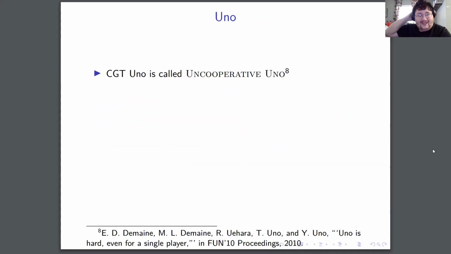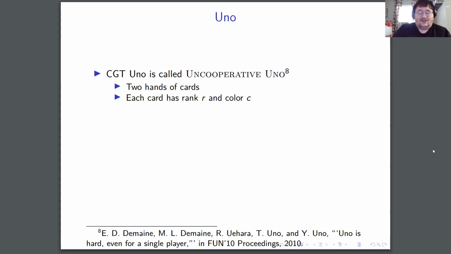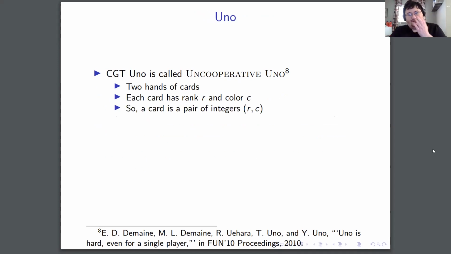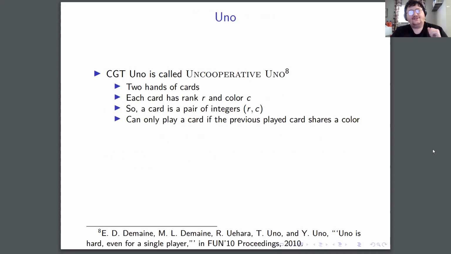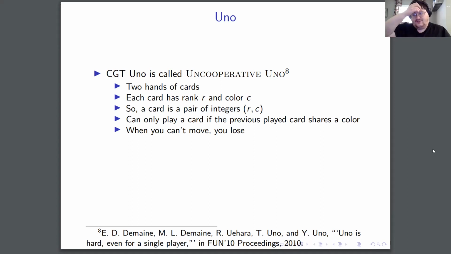So there's a combinatorial game version of Uno called Uncooperative Uno. In this game, there are 2 hands of cards that are public. Everyone knows the hands of cards. And each card has a rank and a color. That's a pair of integers. And you can only play a card if the previous card shares a color or a rank, right? And then if you can't move, you lose.